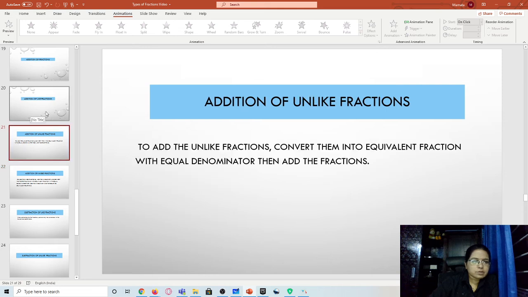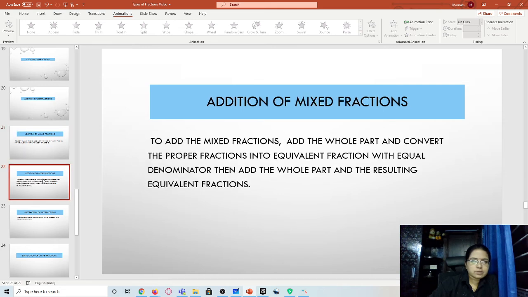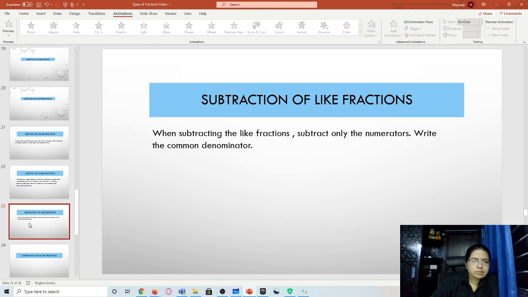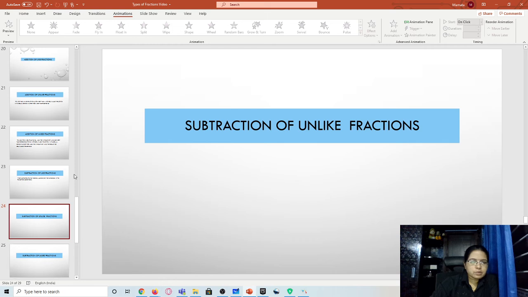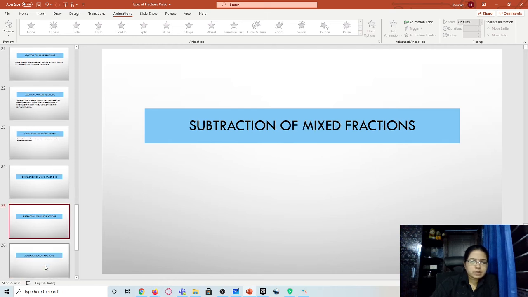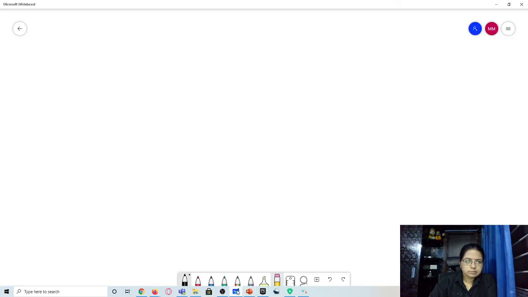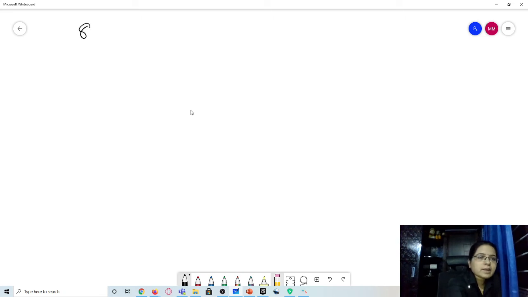Addition of like fractions completed. Addition of unlike fractions done. Then addition of mixed fractions also done. Then subtraction of fractions: subtraction of like fractions, subtraction of unlike fractions, then subtraction of mixed fractions. How to subtract like fractions? 8 divided by 5 minus 3 divided by 5.